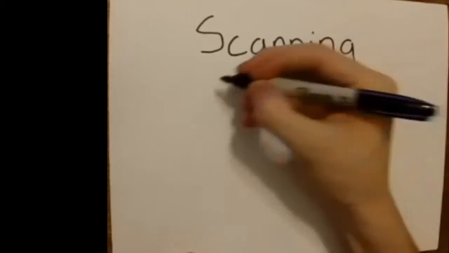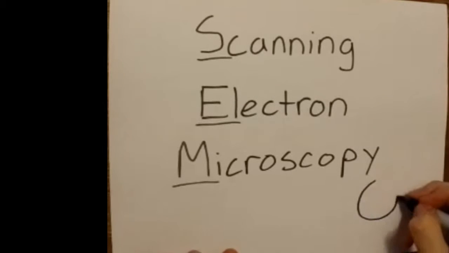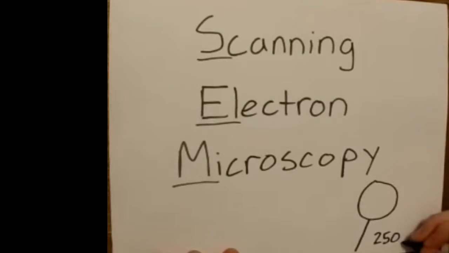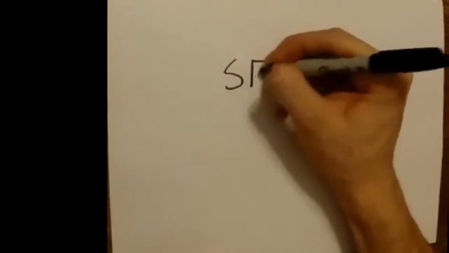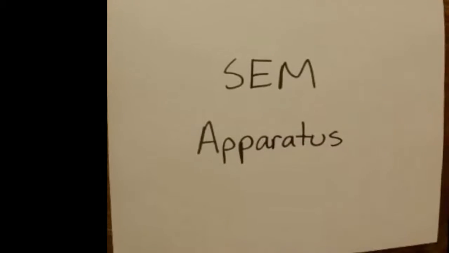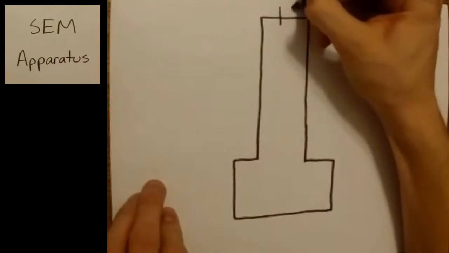In this video, we will cover the basics of scanning electron microscopy, or SEM. With SEM, one is able to obtain magnification over 250,000 times the sample size, allowing resolutions of the order of 1 nanometer. At the heart of every SEM instrument is the electron beam source, typically called an electron gun.